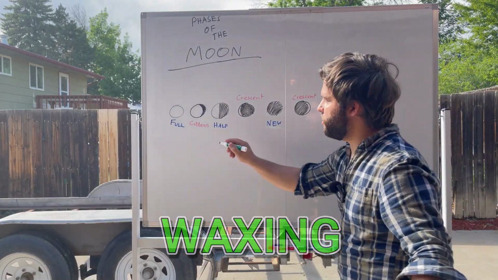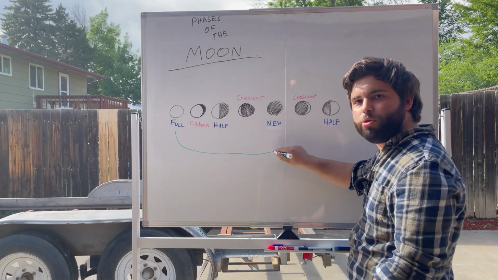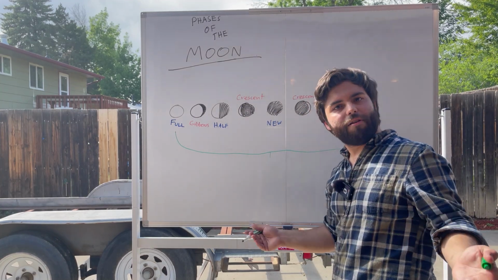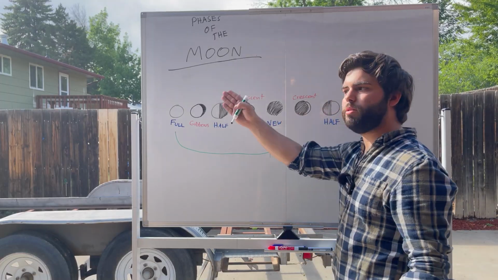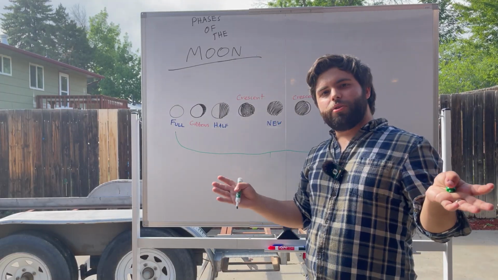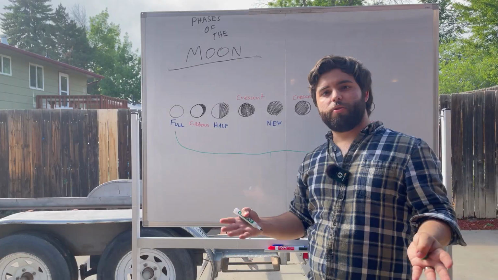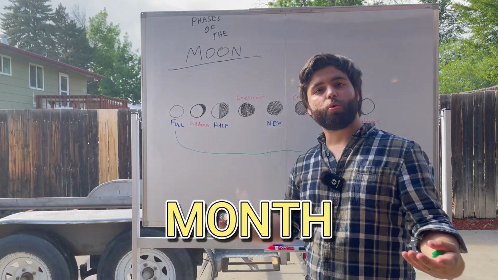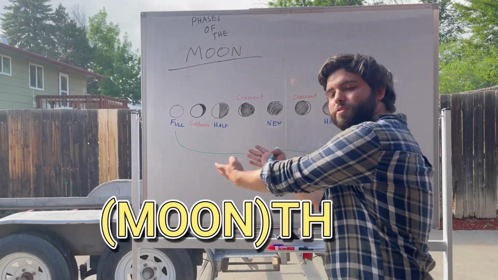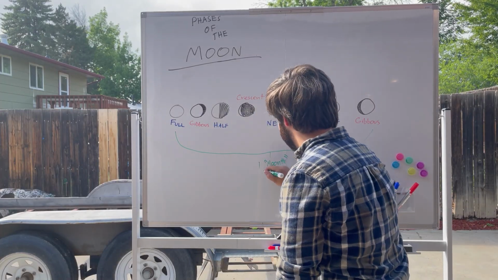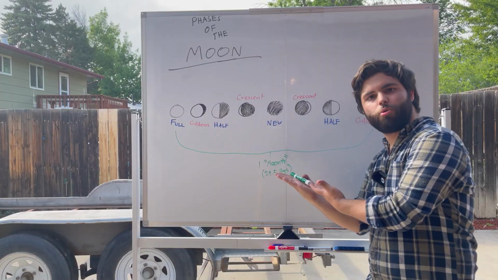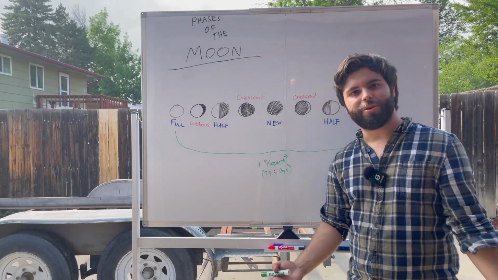And this whole process to get from full to new back to full again takes about 29 and a half days, which makes sense because that's when it completes its full orbit. Now, if that number sounds a bit familiar to you, it's probably because it's very close to 30 days, which is sort of the average length of a month. The word month comes from the word moon because of this lunar cycle. So the history of months comes from tracking the moon in its orbit. It's all a game of light and shadow.